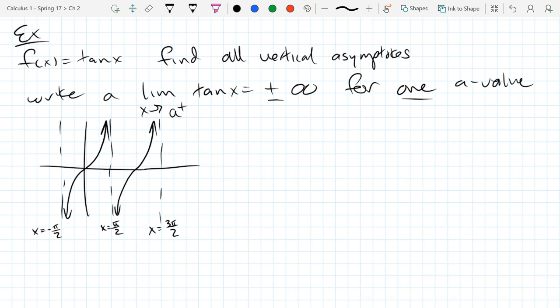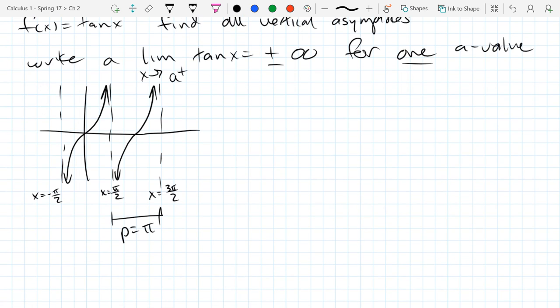So I think two periods of tangent is enough to get the idea of what's going on, a pattern that's repeating. So we get vertical asymptotes separated by our period, which is pi. So if you move over another pi, you get another vertical asymptote. So we'll just pick pi over 2 as our first one, and then just add as many pi's as we want to.